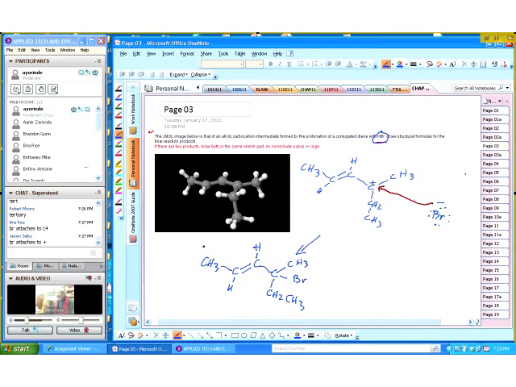Now, let me ask you this. The product that we have given here, is this a result of 1,4 addition or 1,2 addition? Is this a 1,4 addition product or a 1,2 addition product? 1,2 addition product. Excellent. Very good. That is correct. Now, what other product can we therefore expect to get from here?